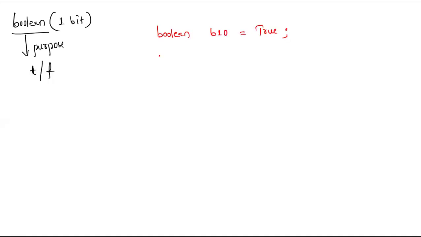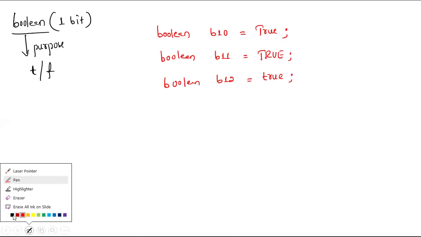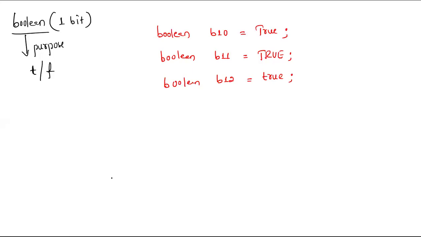Then again I'm using boolean, a different variable name, say b11. Then I'm using TRUE as my value with all capitals this time. Then one more time boolean, and I'm using b12 as my variable name, and this time all lowercase letters. Same true value only. Out of these three syntaxes, which one do you think is correct? Any two, or all three, or any one? Please guess.